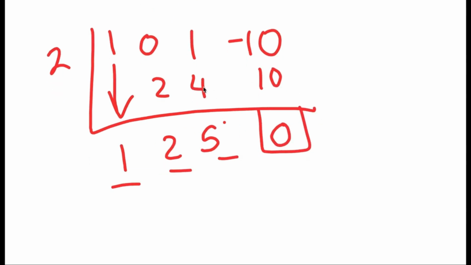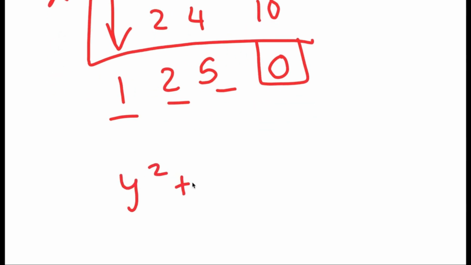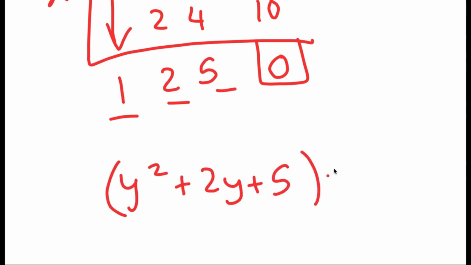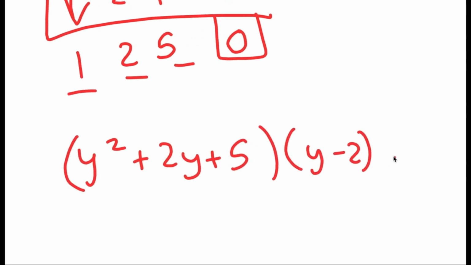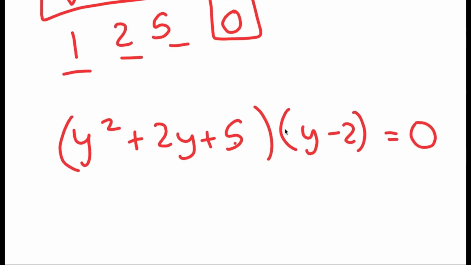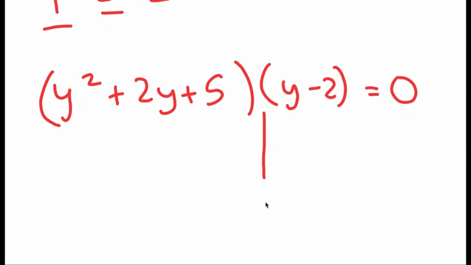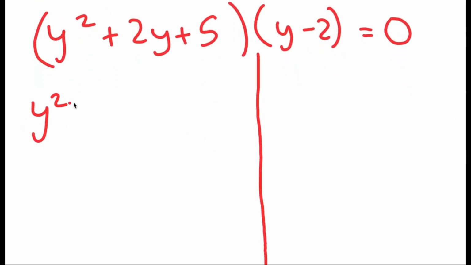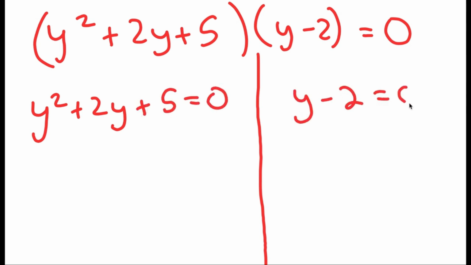And I'm going to use these as my coefficients, so I get y squared plus 2y plus 5, meaning y squared plus 2y plus 5 times y minus 2 is equal to 0. So this is my equation, and I'm going to divide this into two equations. y squared plus 2y plus 5 is equal to 0, and y minus 2 is equal to 0.